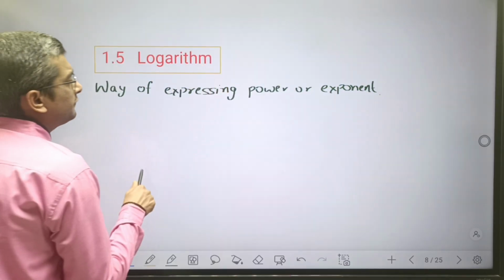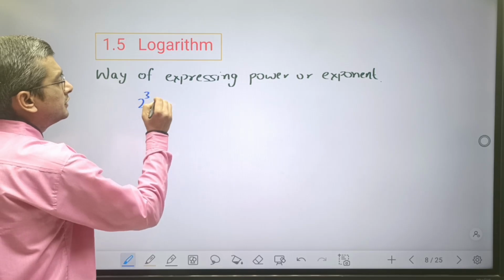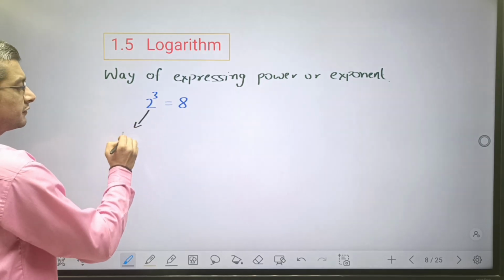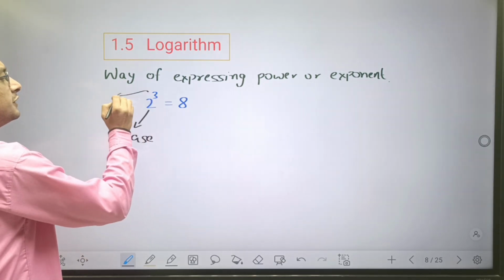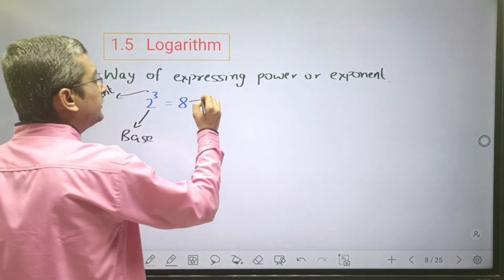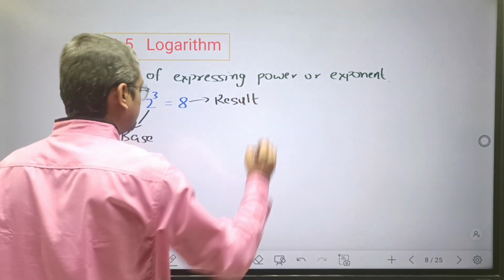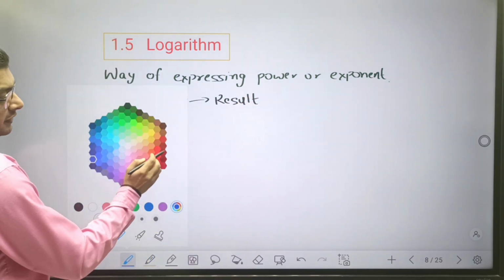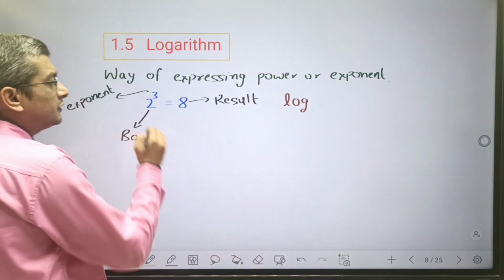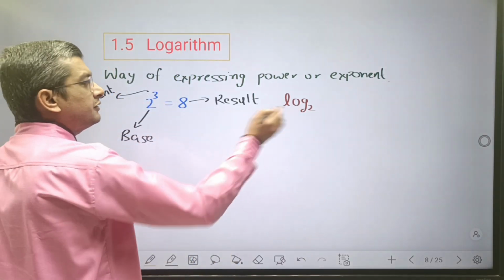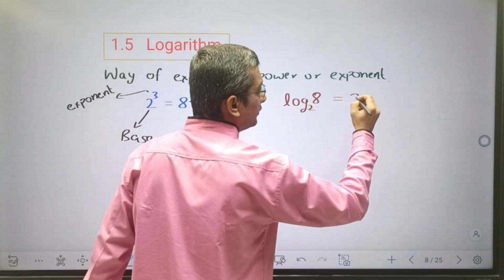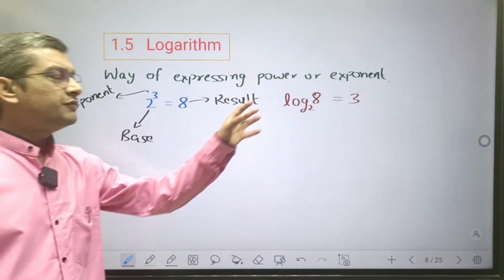Suppose if I write 2 to the power 3 is equal to 8. What are the terms used here? This 2 is the base. This 3 you can say is the power or exponent. And this 8 can be termed as the result. So by using log, we write log base 2. So here we write the base, and after this we write the result, that is 8, and on the right side of this expression we have the power, that is 3. So this is the way we write log.